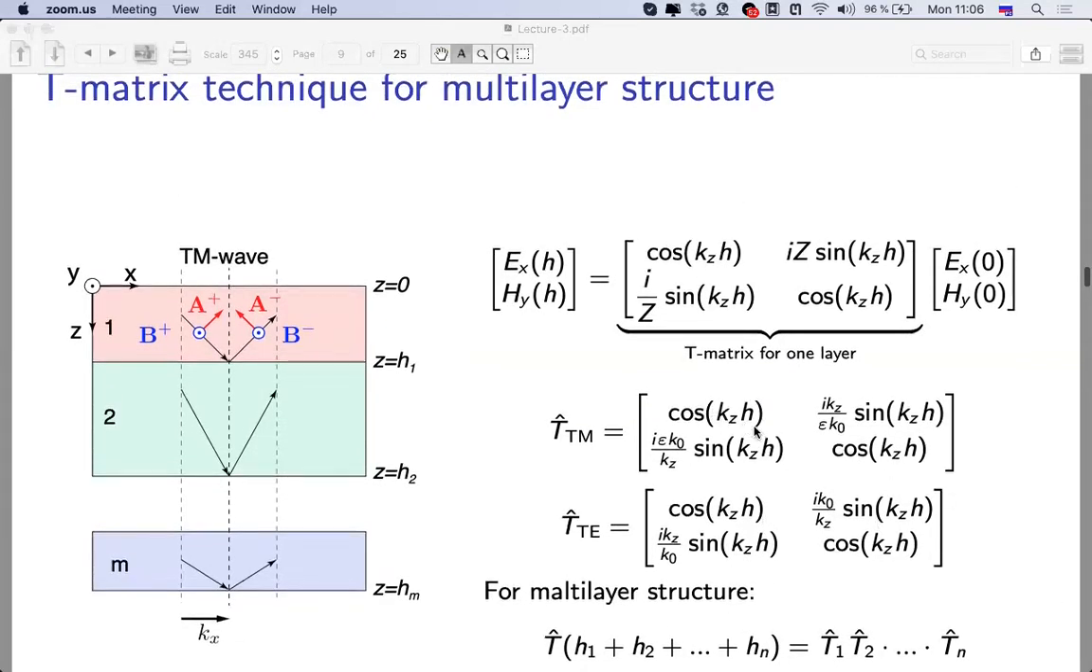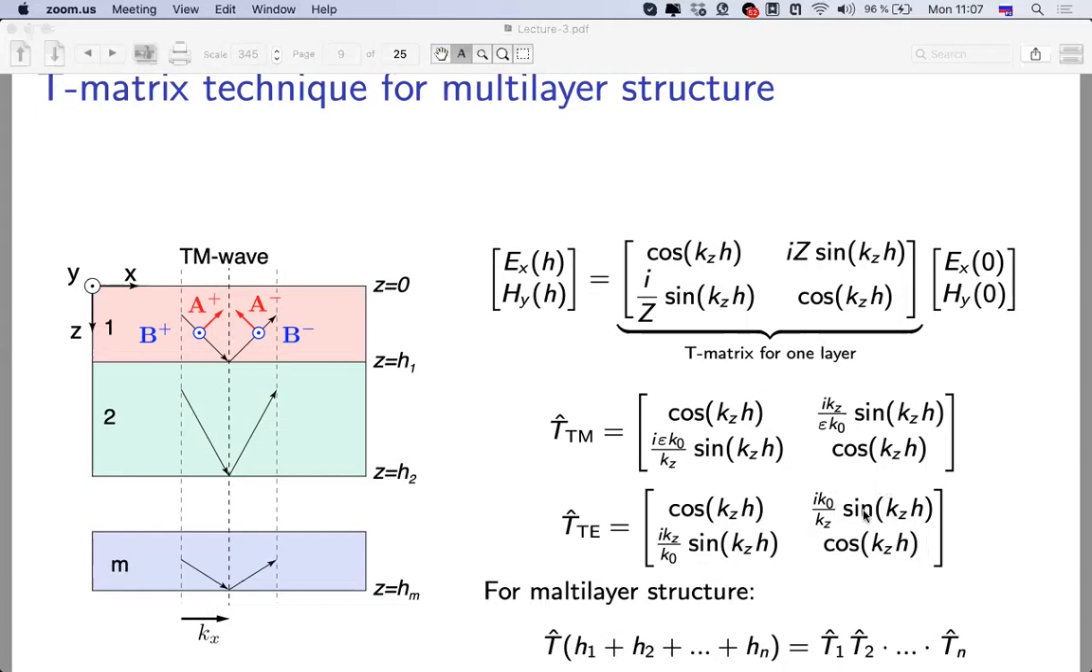Guys, please find, for example, the determinant of the T-matrix. Let's calculate cosine square minus sine square, and here i epsilon k naught. What will it be equal to? 1. Exactly. It's equal to 1, and this is because of energy conservation. It's true if there is no loss. In this case, the determinant of the T-matrix is 1.